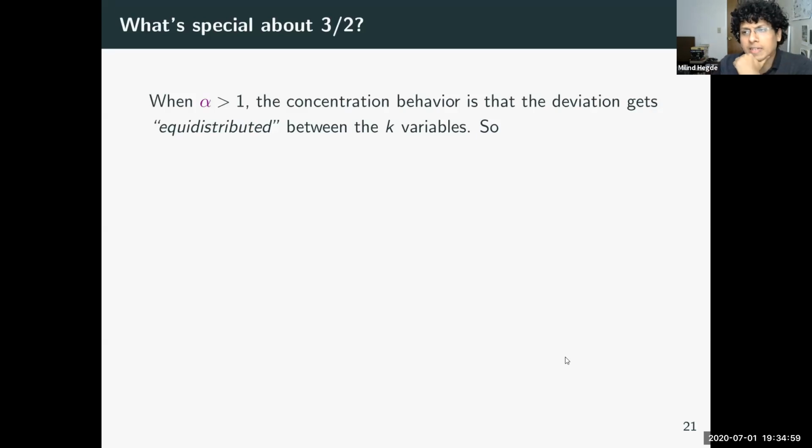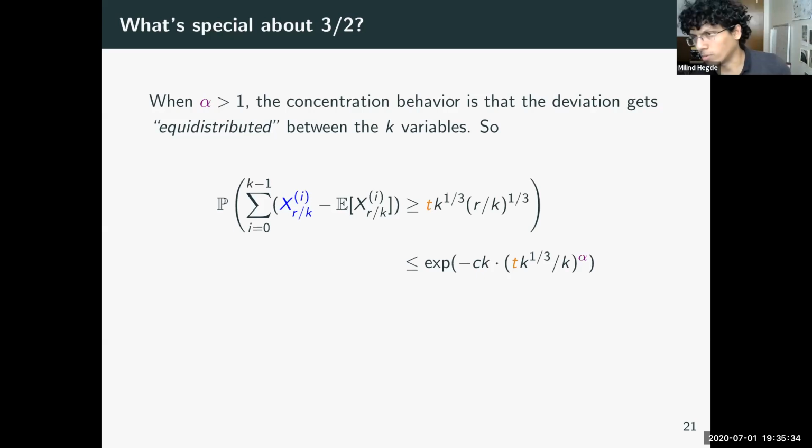So the thing that goes wrong is that when alpha is bigger than 1, the concentration behavior is different, right? When alpha is less than or equal to 1, the event that the sum is big is basically governed by the event that a single one is big. That's why you have the same tail decay for both. But when alpha is bigger than 1, the concentration behavior is that the deviation gets distributed equally among the k variables. And the reason this happens is basically because the function x power alpha is concave for alpha less than or equal to 1, but it becomes convex for alpha bigger than 1. And this change means that the bound you get also changes.